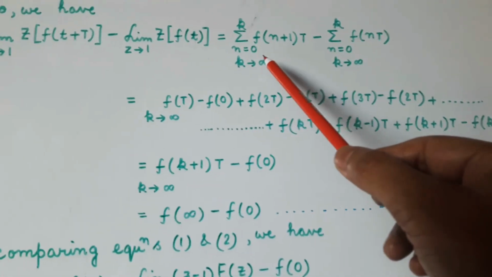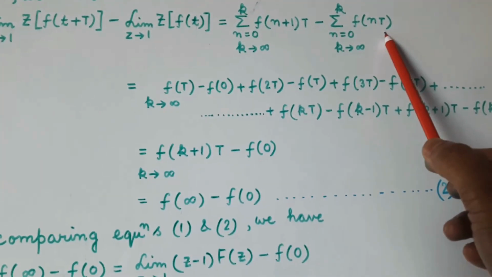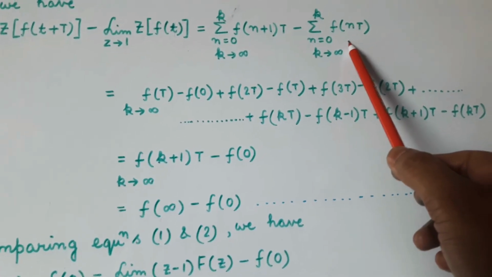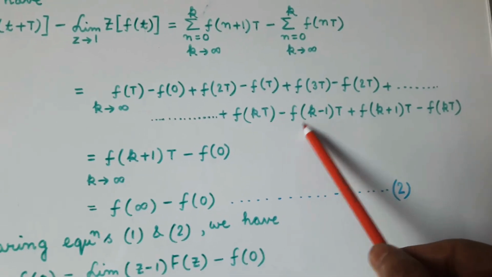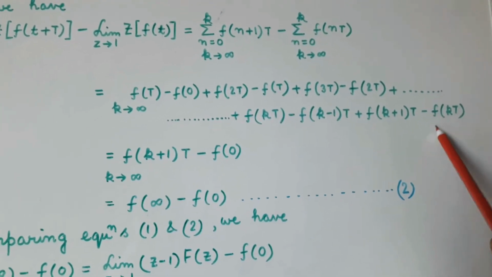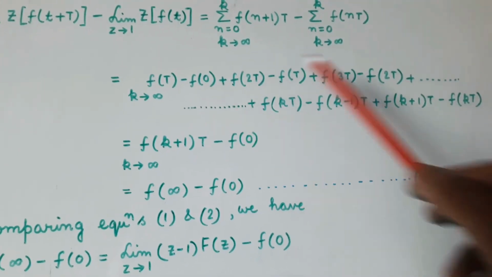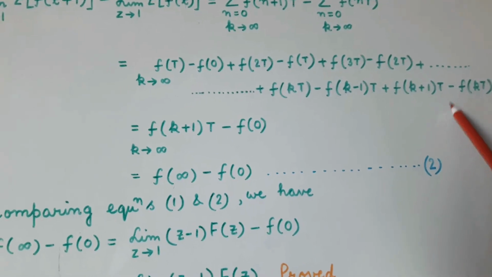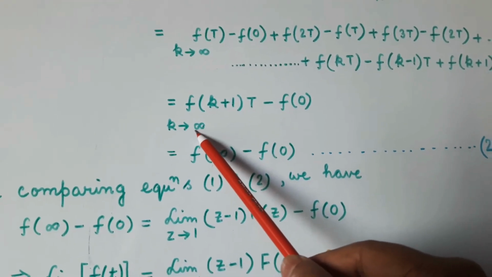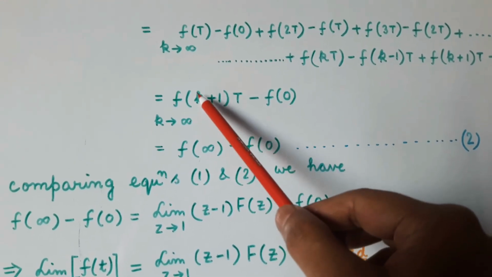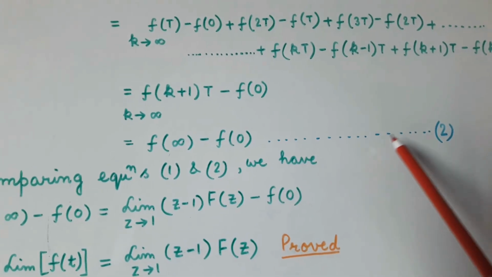Now substituting the different values of n from 0 to k, we can write this as f(T) minus f(0) plus f(2T) minus f(T) plus f(3T) minus f(2T) and so on, plus f(kT) minus f((k minus 1)T) plus f((k plus 1)T) minus f(kT). Here we find that all the terms will cancel out except the terms minus f(0) and f((k plus 1)T). So this equation gets simplified to f((k plus 1)T) minus f(0) when k tends to infinity. If we substitute k tends to infinity in this equation, we can write this as f(infinity) minus f(0). Let us suppose this is equation number 2.